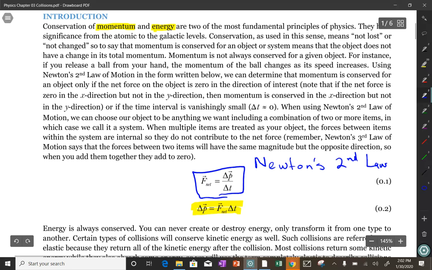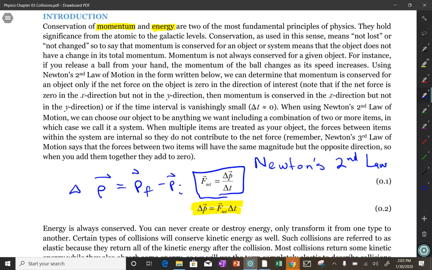Because this has come up multiple times, let's review. What does the arrow mean on top? Vector, that it has direction. So your momentum vector is P. What does the triangle here mean? Delta. Okay, so delta is change in, which always means final minus initial. So this is saying the change in momentum is the net force multiplied by the change in time.